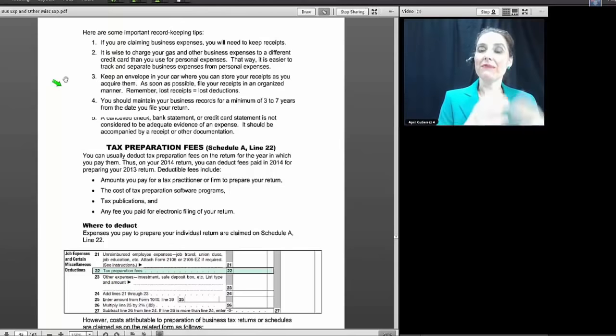So I recommend they keep an envelope in the car, a big manila envelope stuffed in the door of the car, and every time they have a receipt, they stuff it in there, or maybe they keep it on the kitchen counter in a slot somewhere in the kitchen, but some place where they are automatically stashing this stuff.